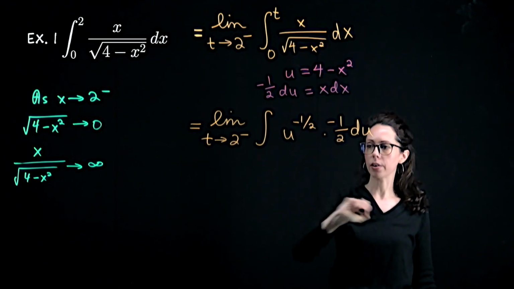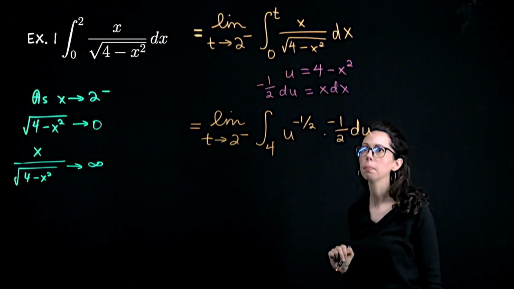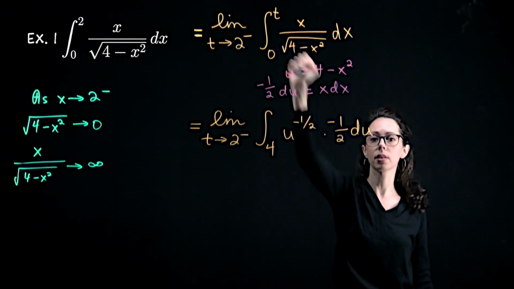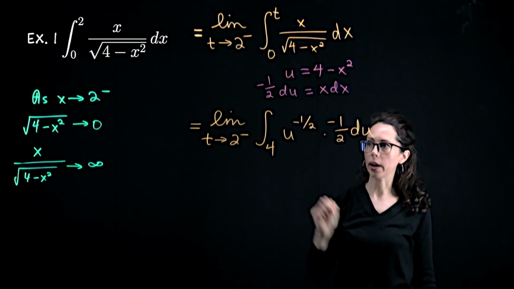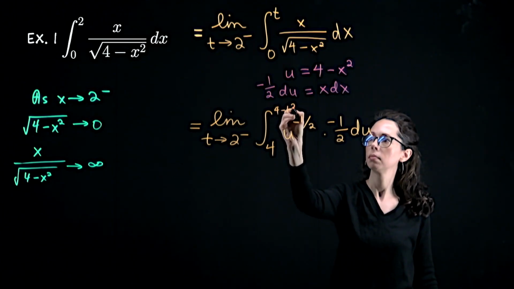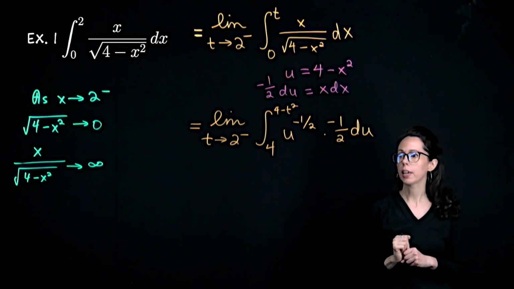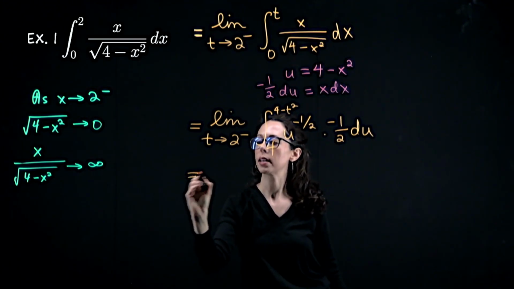When x is 0 for the lower bound, u is 4 minus 0 squared. So the lower bound for this is 4. On the other hand, when x is t, so if we look at the upper bound, u is 4 minus t squared. So we'll put that in. Okay, now we can anti-differentiate in the usual way, leaving the limiting process in front.